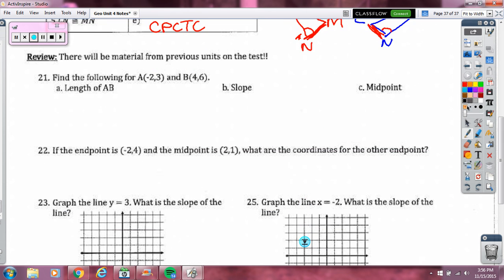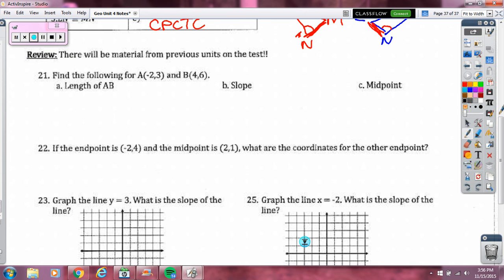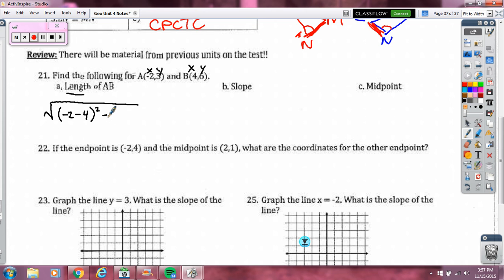Alright, so that's it for triangles. The very last couple questions are us just reviewing distance, midpoint, and slope from a previous test. So you're going to need to use your formulas on these. Length, remember, is just another fancy word for distance. So I'm going to be using my distance formula, plugging in some x's and y's. Let's do the difference of my x's first. I've got minus 2 minus 4 squared plus 3 minus 6 squared.